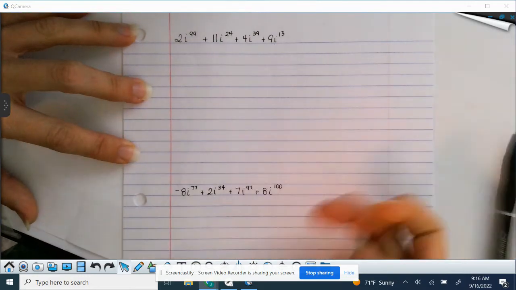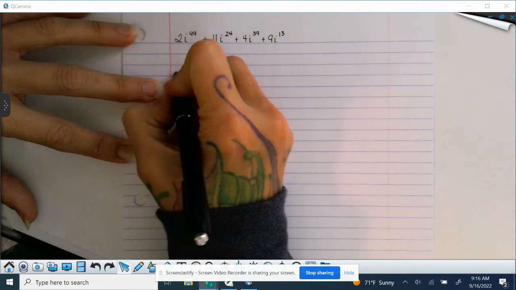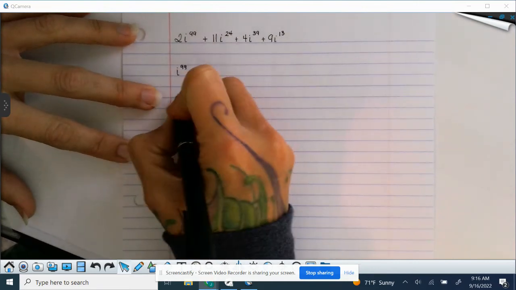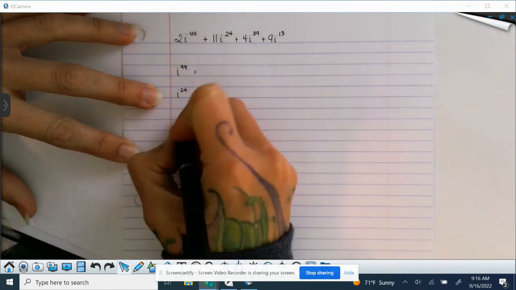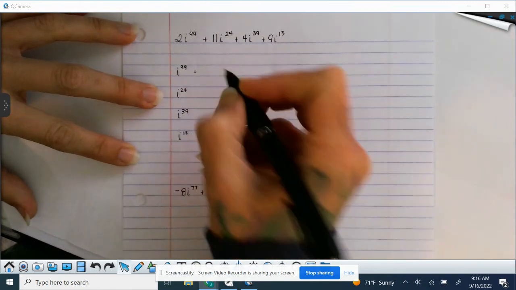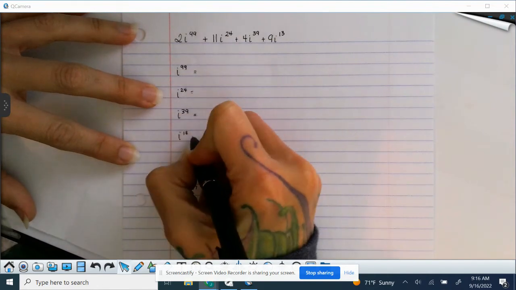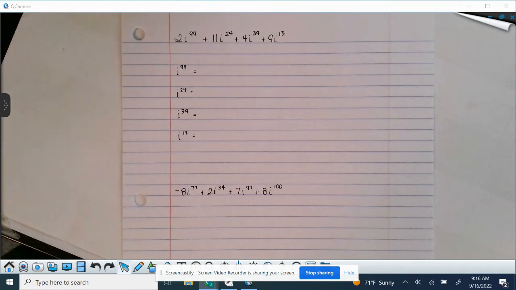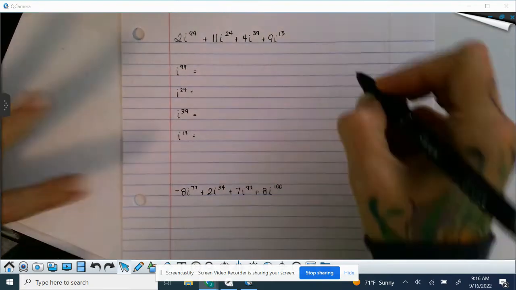So we're going to take the first one, which is i^99, and deal with it. Then we're going to do i^24, i^39, and i^13. And then we'll get back to all the goodies that are up there that might make this look a little scarier. So 99, you're going to see how many times, because the powers of i.